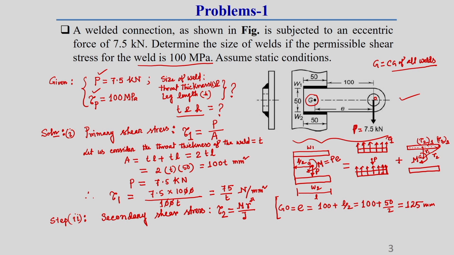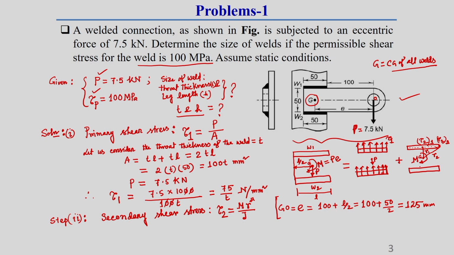Here we should consider where the maximum secondary shear stress is acting. To get the maximum secondary shear stress, we have to consider the location of the weld that is the farthest distance from G. As these two welds are symmetric and G is at the midway length of the weld, the farthest point is any corner point of the weld, so at any corner point we will get the maximum shear stress.